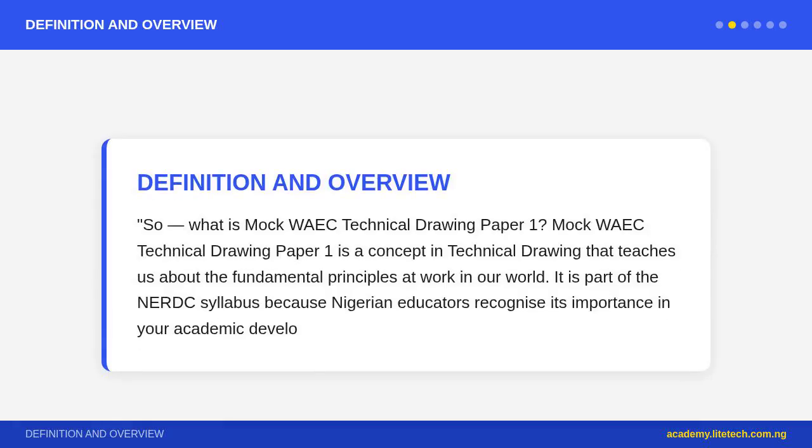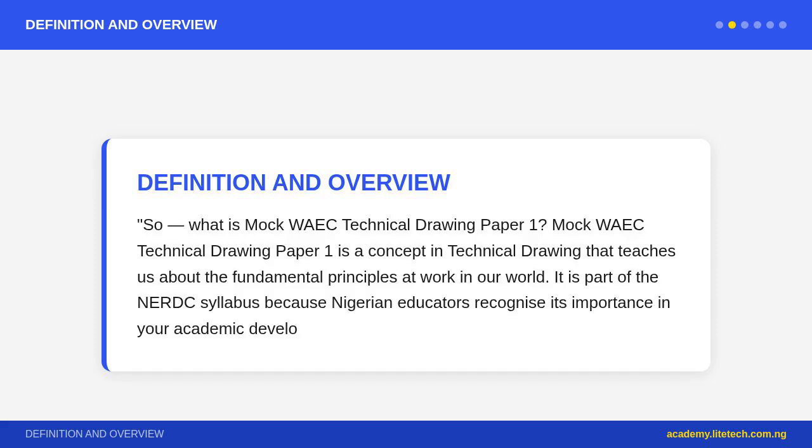So, what is mock WAEC Technical Drawing Paper 1? From the markets of Onitsha, to the oil fields of Rivers State, to the groundnut pyramids once found in Kano, mock WAEC Technical Drawing Paper 1 connects your classroom to the real Nigeria you live in.